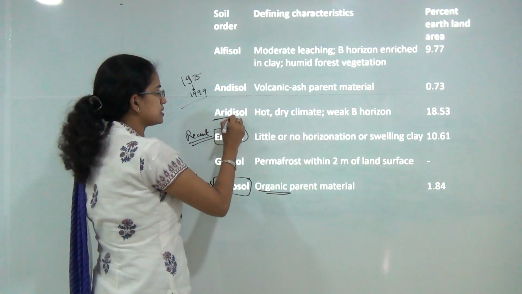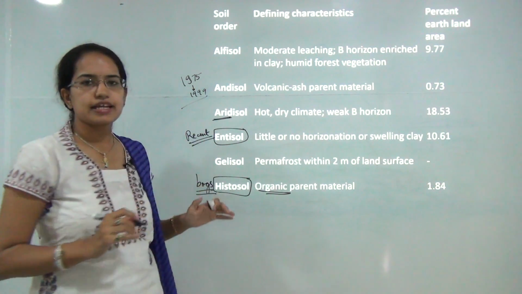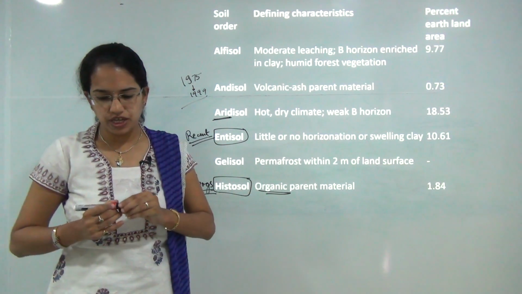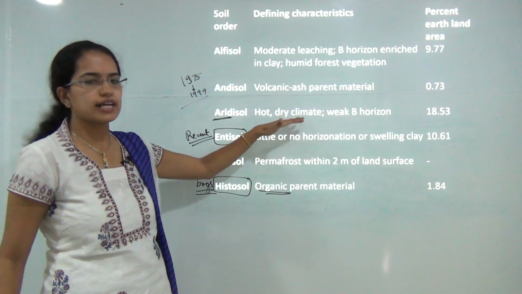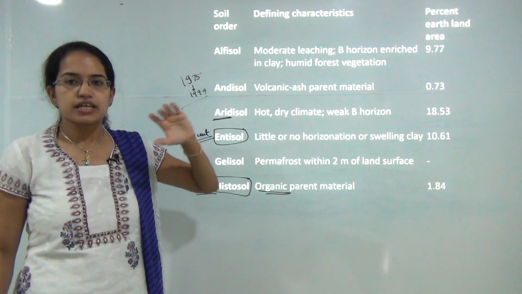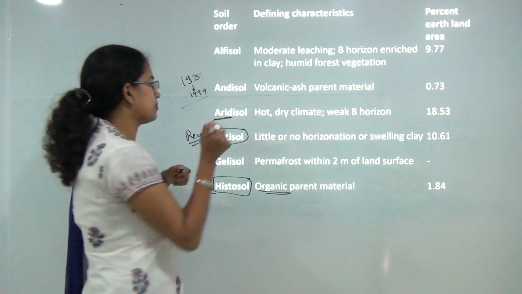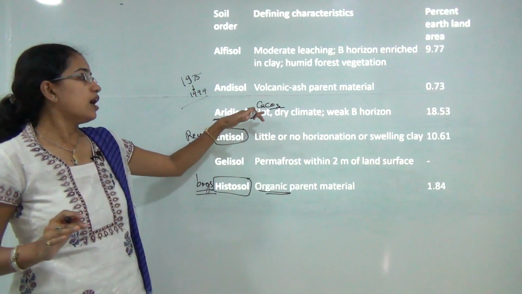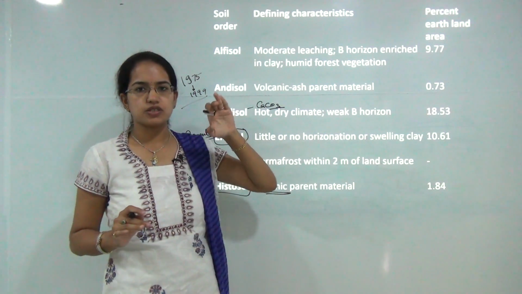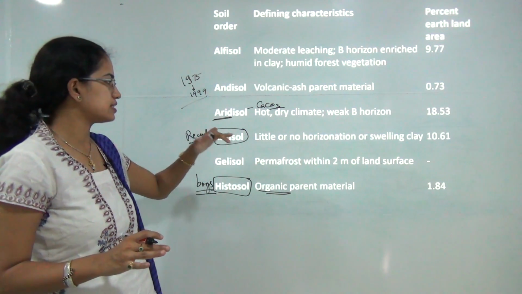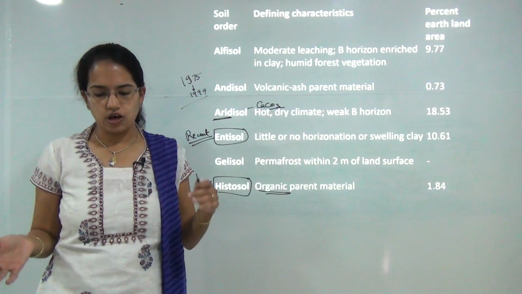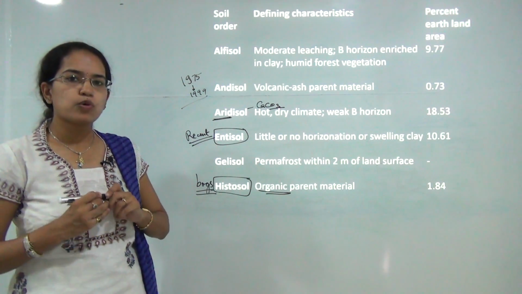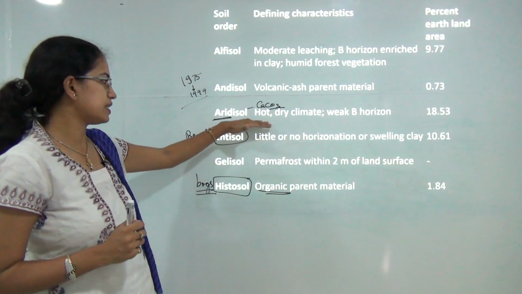Aridisols, as the name suggests, are common in the arid areas. Therefore, there is a weak kind of B horizon seen in this region. Calcium carbonate depositions are commonly seen in aridisol soils. So you have calcium carbonate depositions and weak B horizonation found commonly in hot and dry areas. Poor subsurface horizon development is seen here.